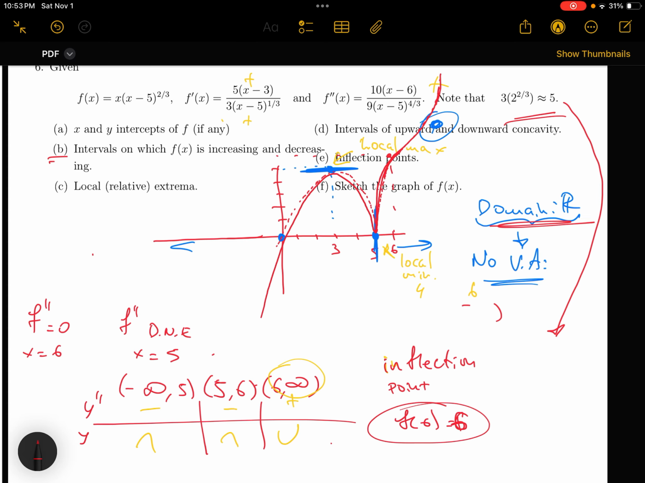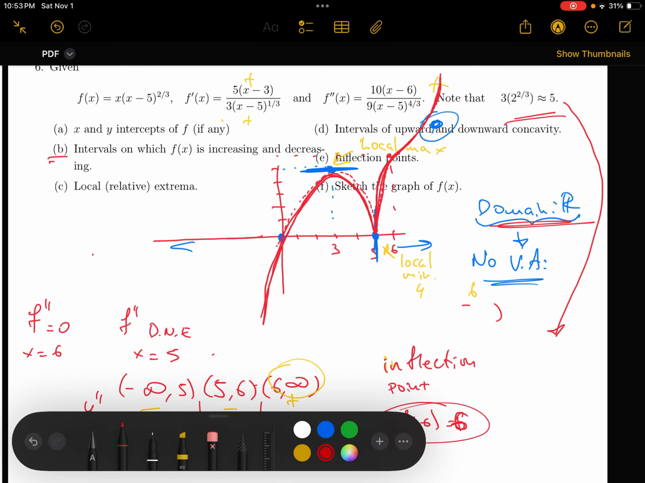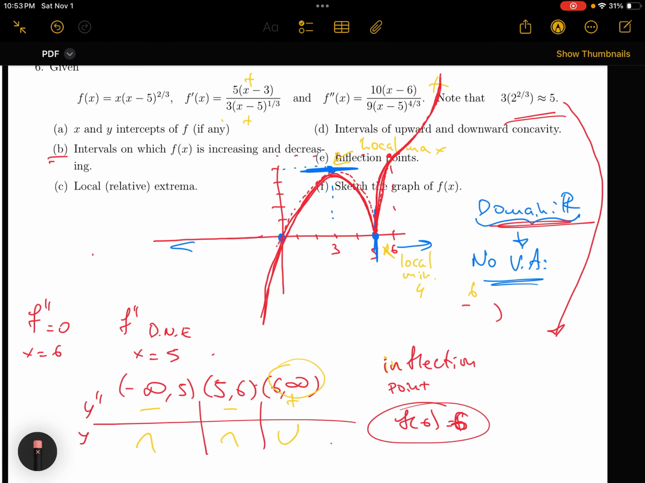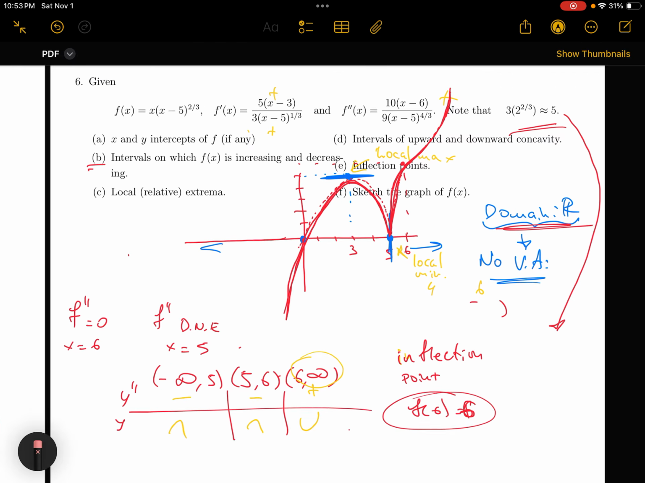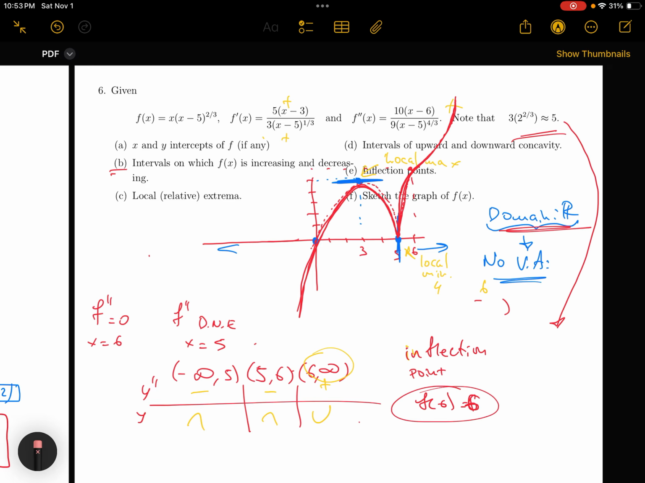And as you can see, everything is sketched out. The function is concave down from negative infinity all the way to 6. It's concave down here, and then changes concavity and explodes and goes to positive infinity. And that's how we have answered all of these parts for this question.